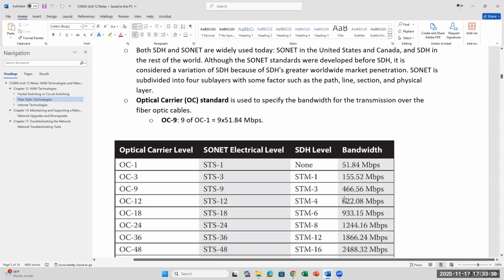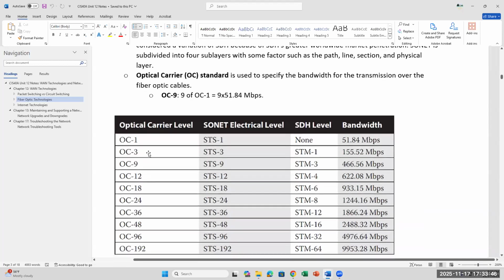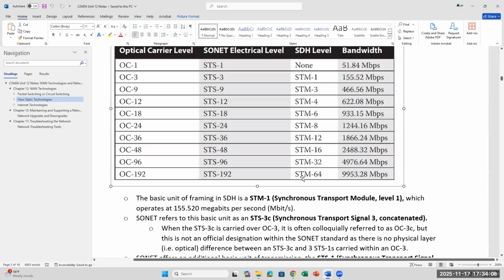As you can see here, we simply take the value and multiply it by the OC1, the multiplier right here. So if you have OC12, it's 12 times OC1. That's what I put as an example right here. Remember that this is an optical carrier standard. That's for OC. So coming back to that question, I would be able to remember it's about 51.84 megabit per second for OC1.